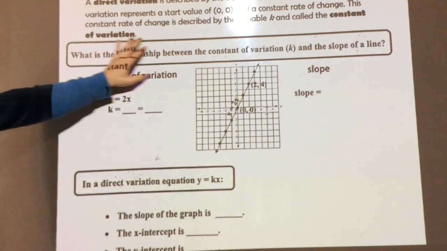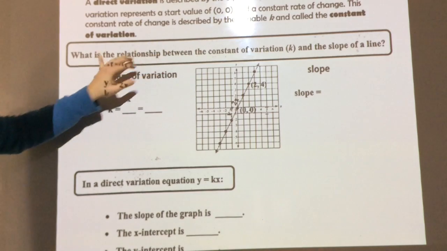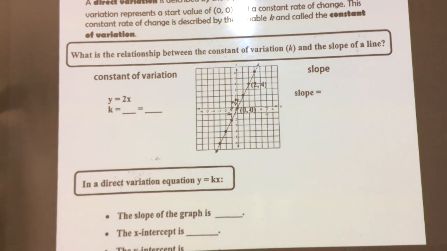This constant rate of change is described by the variable k and called the constant of variation. So right here it says, what is the relationship between the constant of variation k and the slope of a line? Hint, hint, they're the same thing. It's the exact same thing. I'm going to prove that to you.